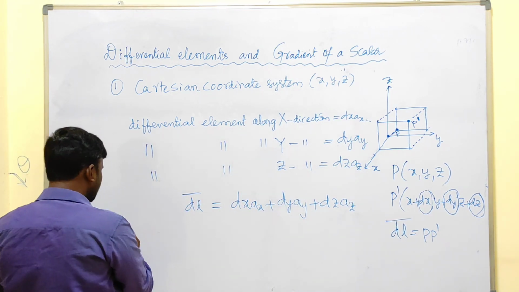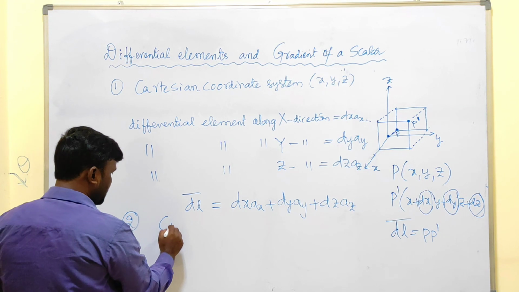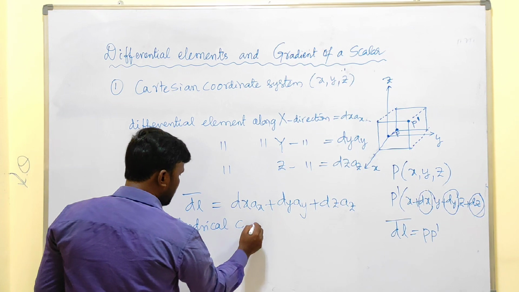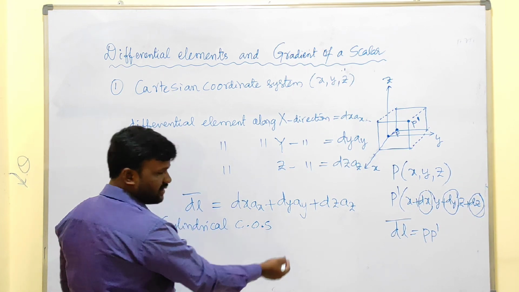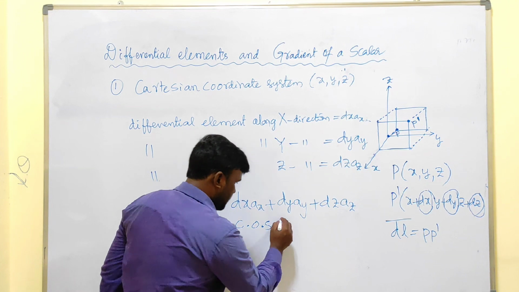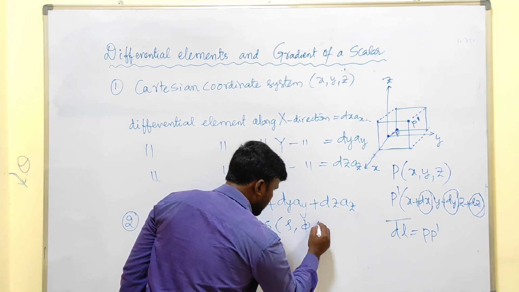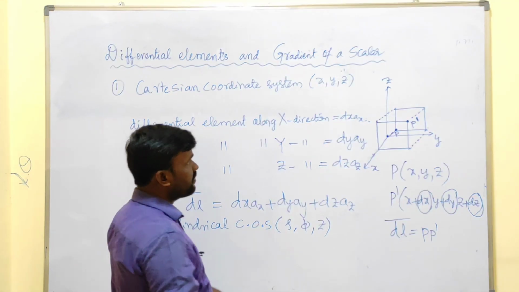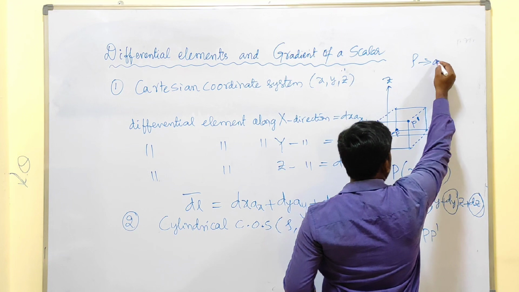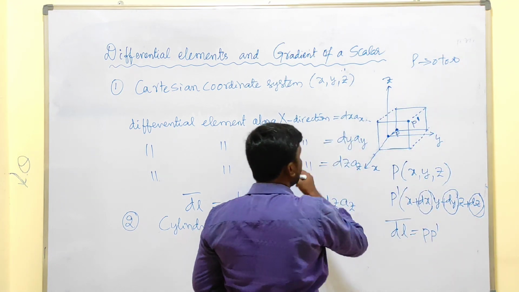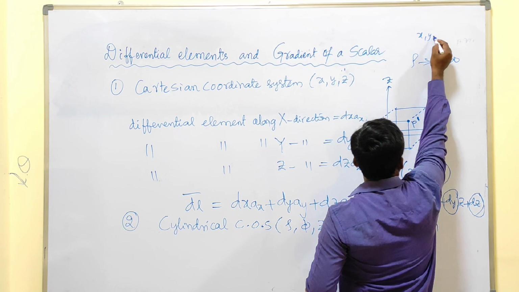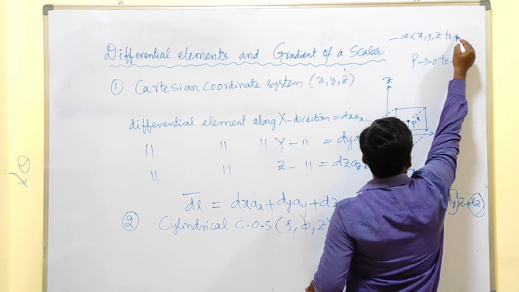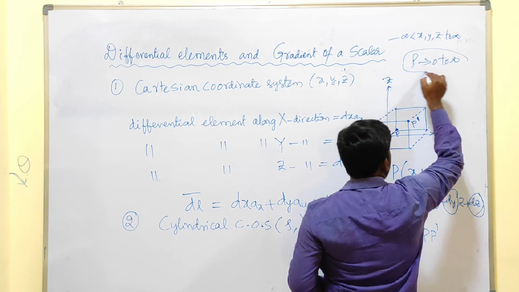Coming to the cylindrical coordinate system, the elements are rho, phi, z. What is rho? It is the radius of the cylinder. The range of rho is 0 to infinity. The ranges of x, y, z are varied from minus infinity to plus infinity. Okay, if you see, there is a similarity.